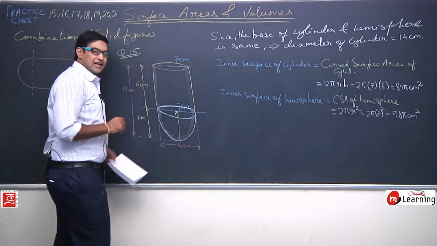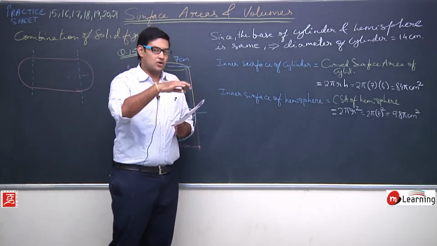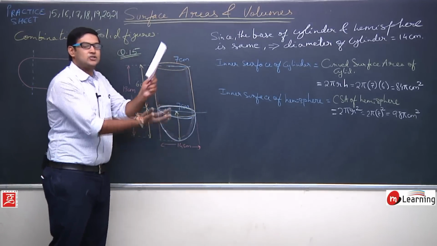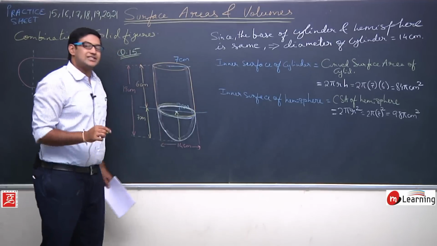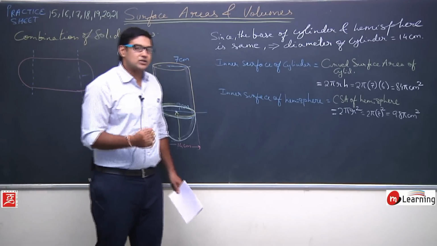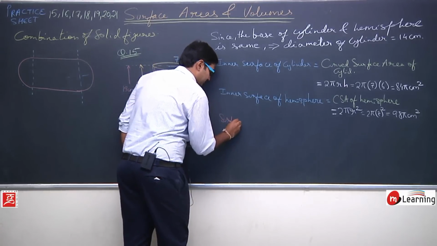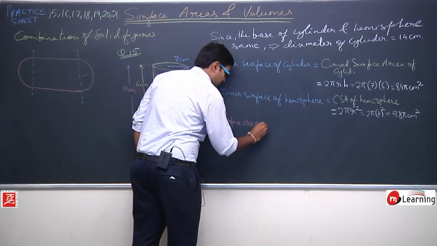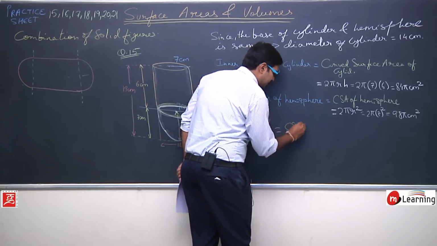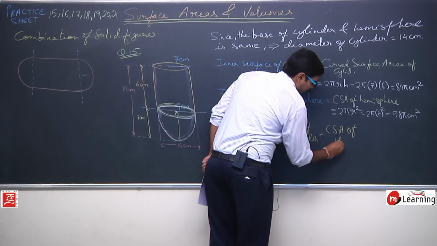Now try to analyze this. I haven't added up the area of the base of the cylinder and the area of the top of the hemisphere. You can see this area is hollow, there is nothing covered, because the cylinder and this hemisphere are joined from this base. So this area is not going to be calculated. We do not need to calculate the total surface area, we just need to calculate the curved surface area of two different figures. So the surface area of the vessel is equal to the curved surface area of the cylinder plus the curved surface area of the hemisphere.